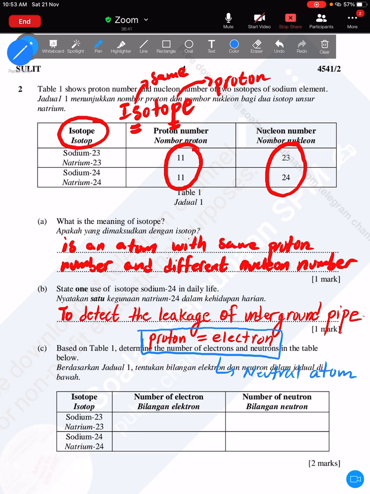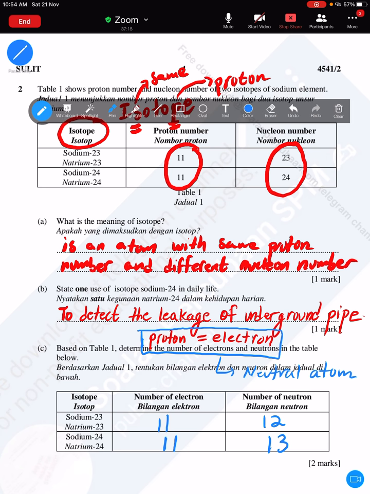Therefore, as you can see from above, it has 11 protons. Automatically, you should know it's going to have 11 electrons as well in both cases. On the other hand, for neutrons, you just minus. You just tolak 23 tolak 11. What do you get? 12. On the other hand, Carl, what do you get? Sodium-24. 13. Mamma mia. That's how you do it.